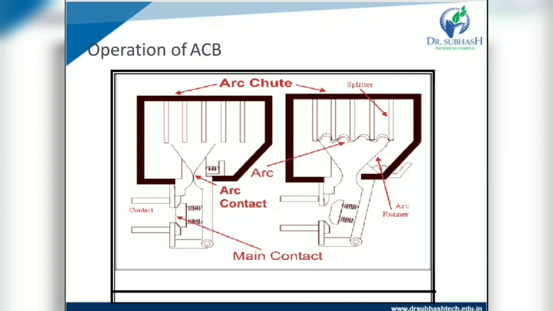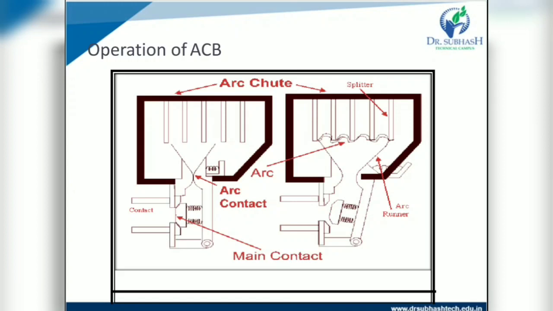So now the air circuit breaker: the contact separation and arc extinction take place in air at atmospheric pressure. In the air circuit breaker, the high resistance principle is employed. In this circuit breaker, the arc is expanded by means of an arc runner.